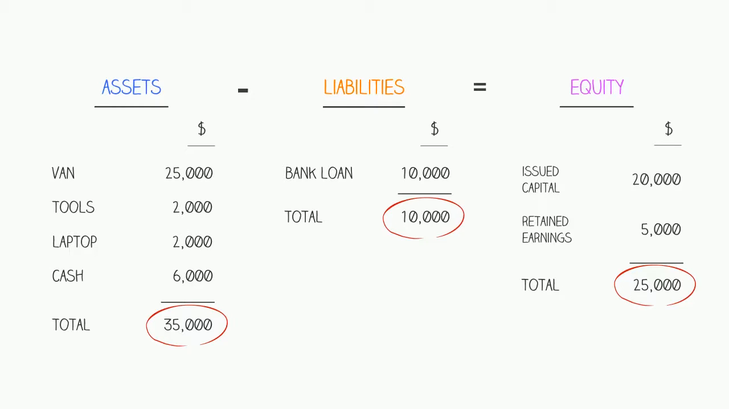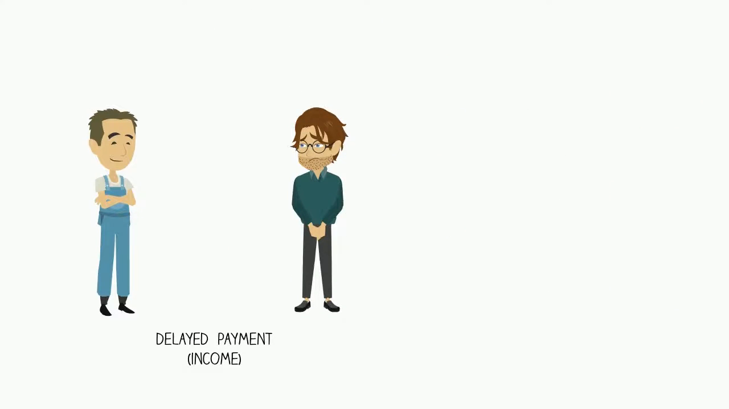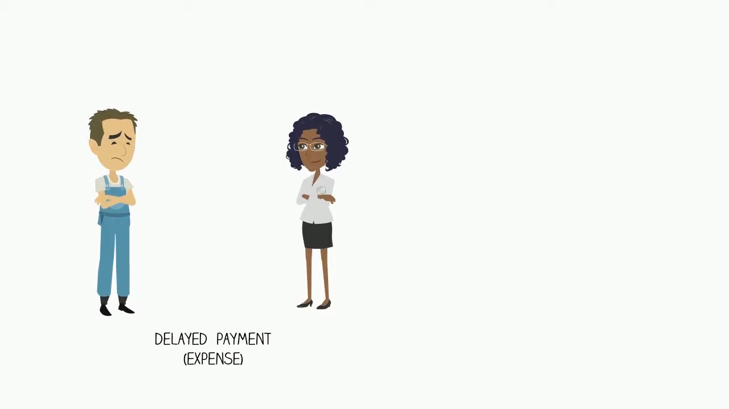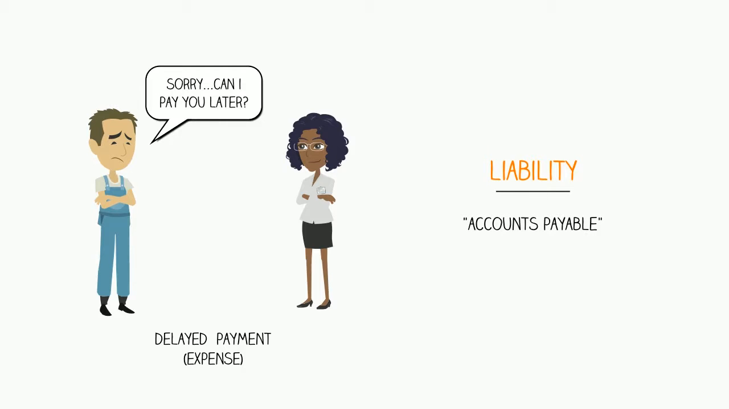Let's identify a few. Let's say Tom has customers who have delayed making payment for work completed in the current year. No cash has been received, but because an obligation of payment has been created, an asset can also be recognized. In accounting, this is called accounts receivable. On the other hand, Tom might have also purchased equipment from suppliers, but delayed making payment to them. This is recognized under the liabilities column as accounts payable.